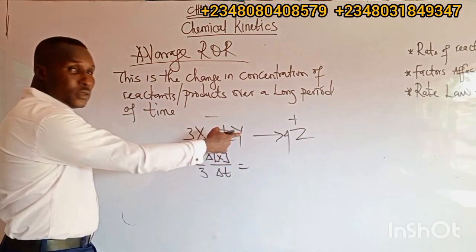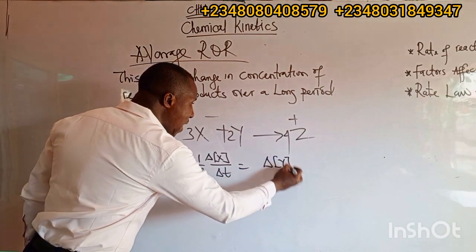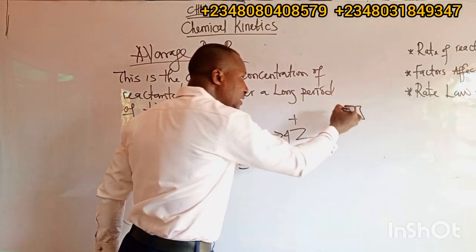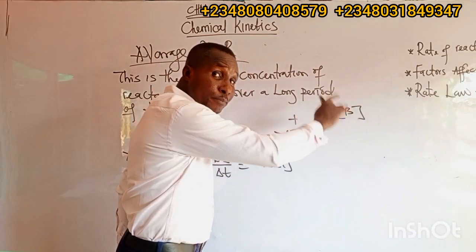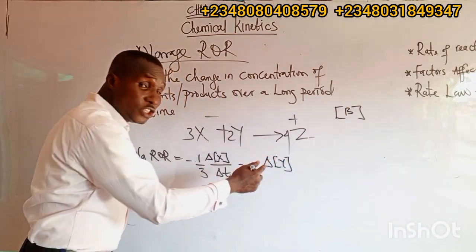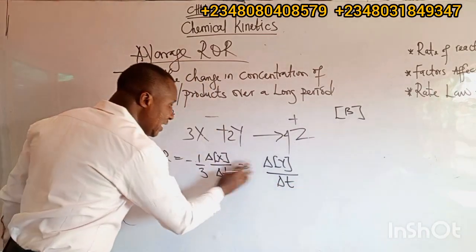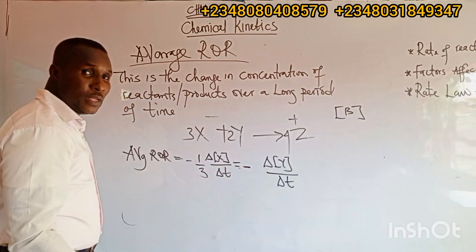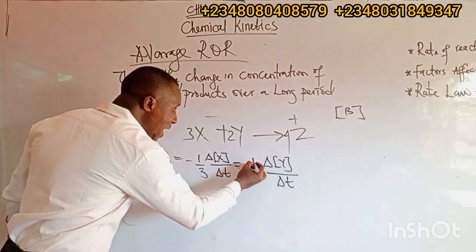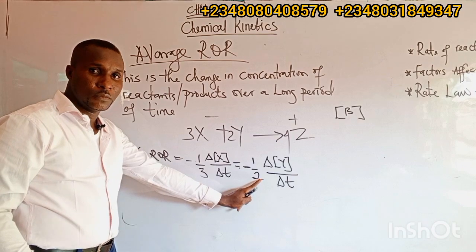Then equal to another reactant, which is Y. That means change in concentration of Y. The concentration of the substance inside, if it is B, will be concentration of B. This is concentration of Y. Change in concentration of Y with respect to time. And don't forget, because it's a reactant, a negative sign. Then what is the stoichiometric coefficient of Y? 2. Then divide this by 2. That means 1 over 2. Divide the concentration by the stoichiometric coefficient, which is 2.